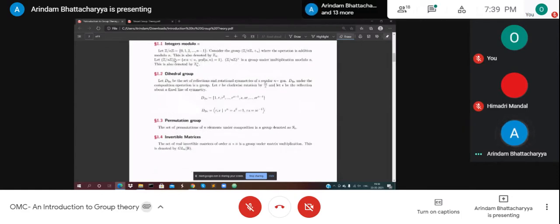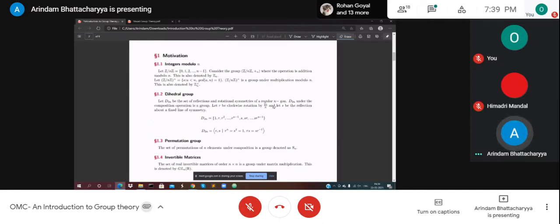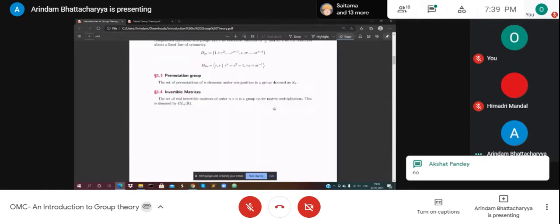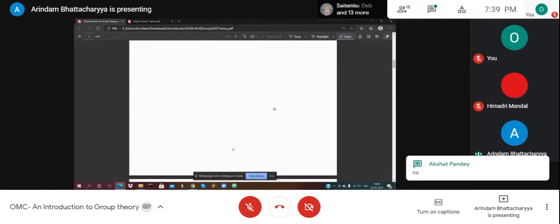I think these examples are clear. The last thing I wanted to point out was that the first two groups were abelian, that is to say the operation was commutative, and none of the three later examples are commutative. So, any doubts so far?